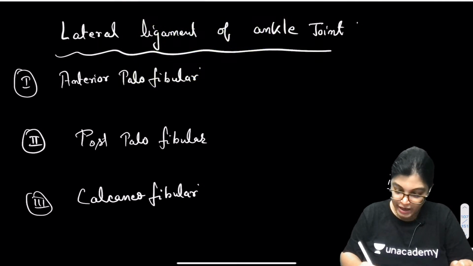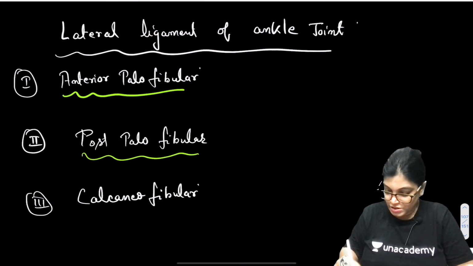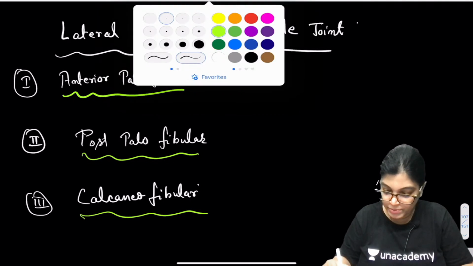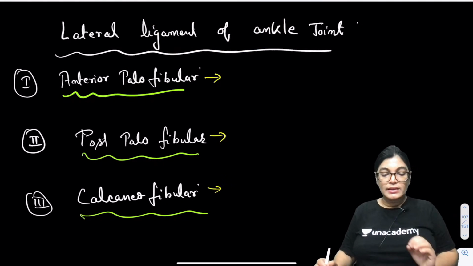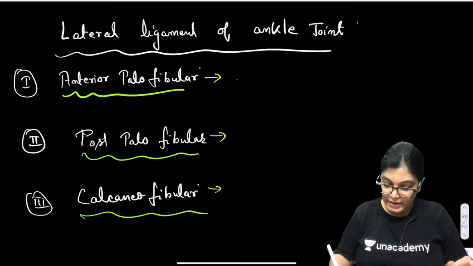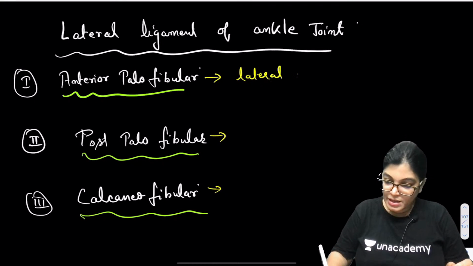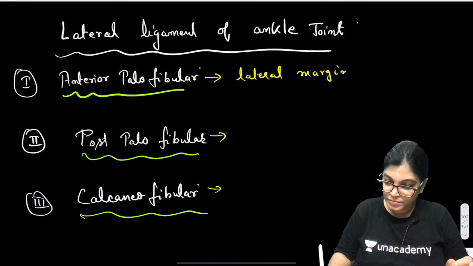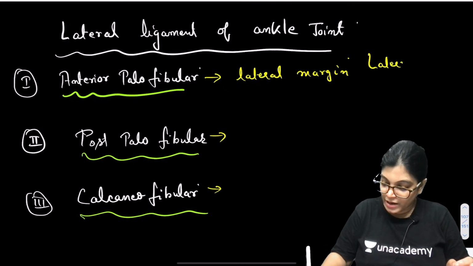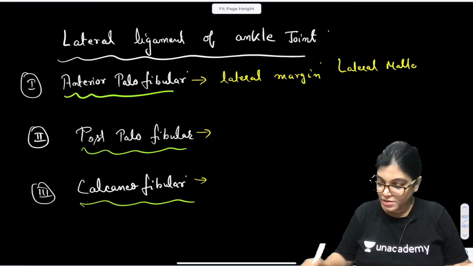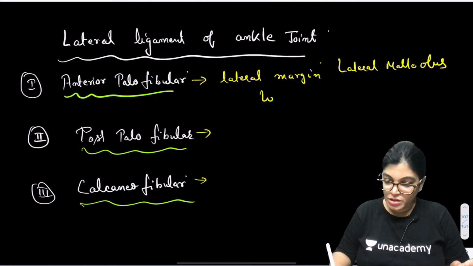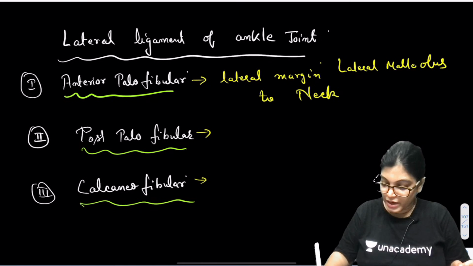Now let me start with anterior talofibular, posterior talofibular and calcaneofibular. Anterior talofibular is attached to the lateral margin of lateral malleolus. It extends from the lateral margin of lateral malleolus to the neck of talus.